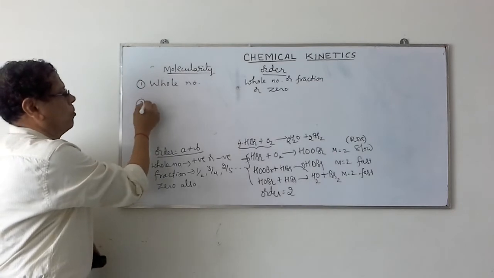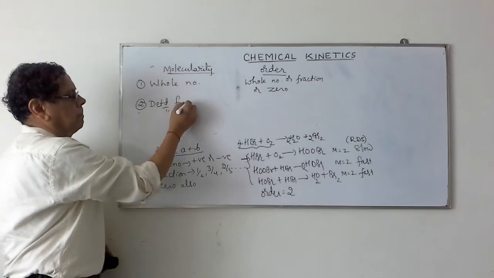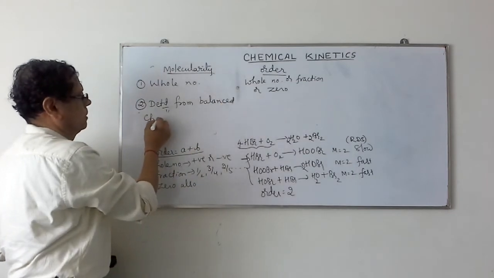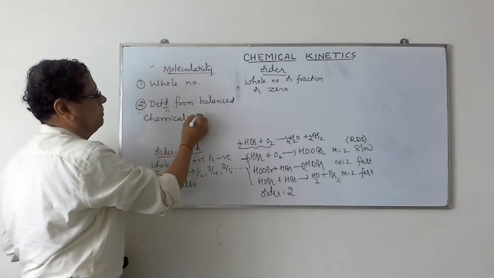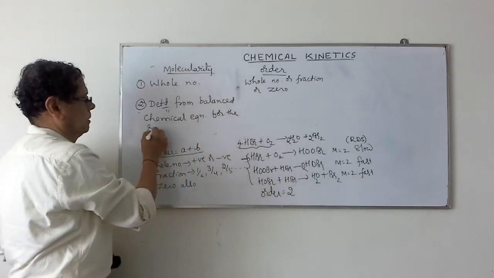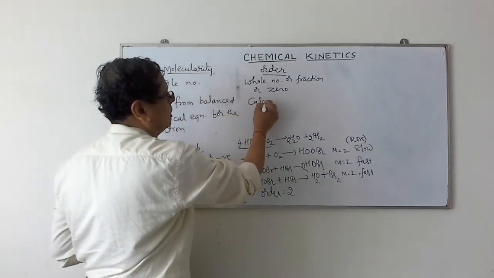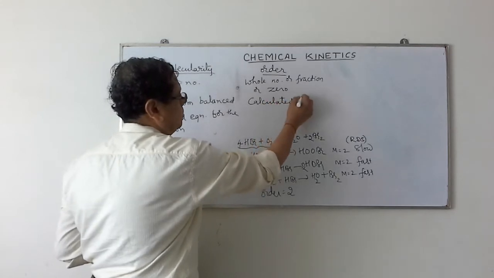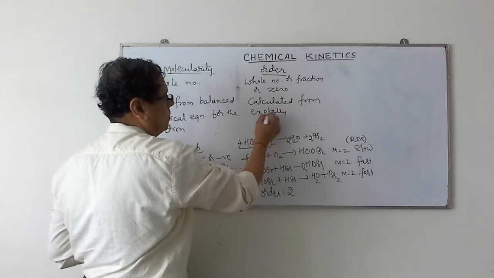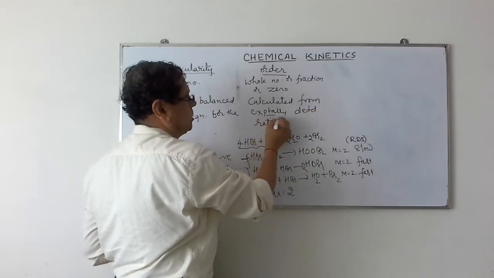Then the second one: molecularity is determined from the balanced chemical equation for the reaction. But order is calculated from the experimentally determined rate equation.